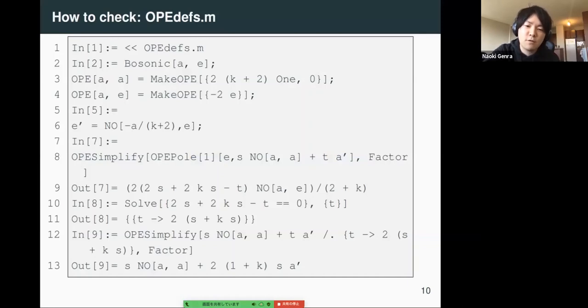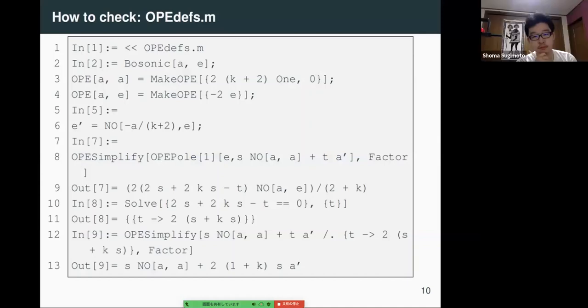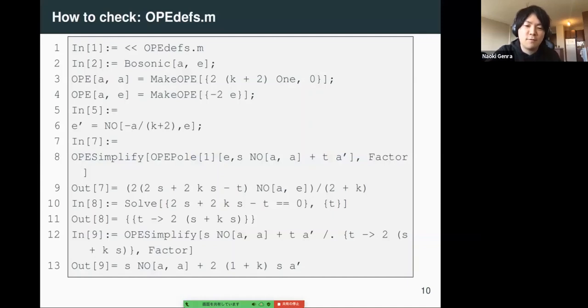Now we solve 2s plus 2ks minus t equals 0, for example for t. We get t as 2s plus 2ks, and we substitute this t, and we get the answer. The answer is just one dimensional: s times A squared plus (1 plus k) times the derivative of A. If you take s equal to 1 over 4(k plus 2), you get a Virasoro field, and this Heisenberg algebra corresponds to the image of the generator of the Virasoro field. So the central charge is c_k.